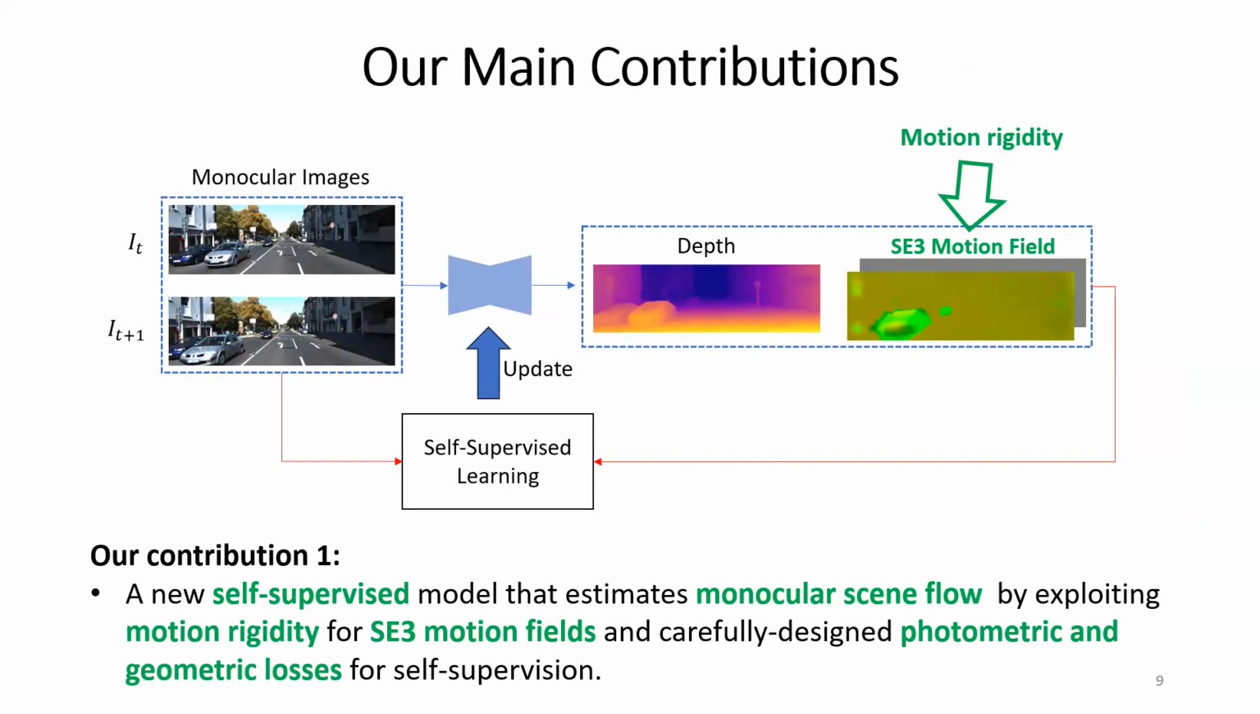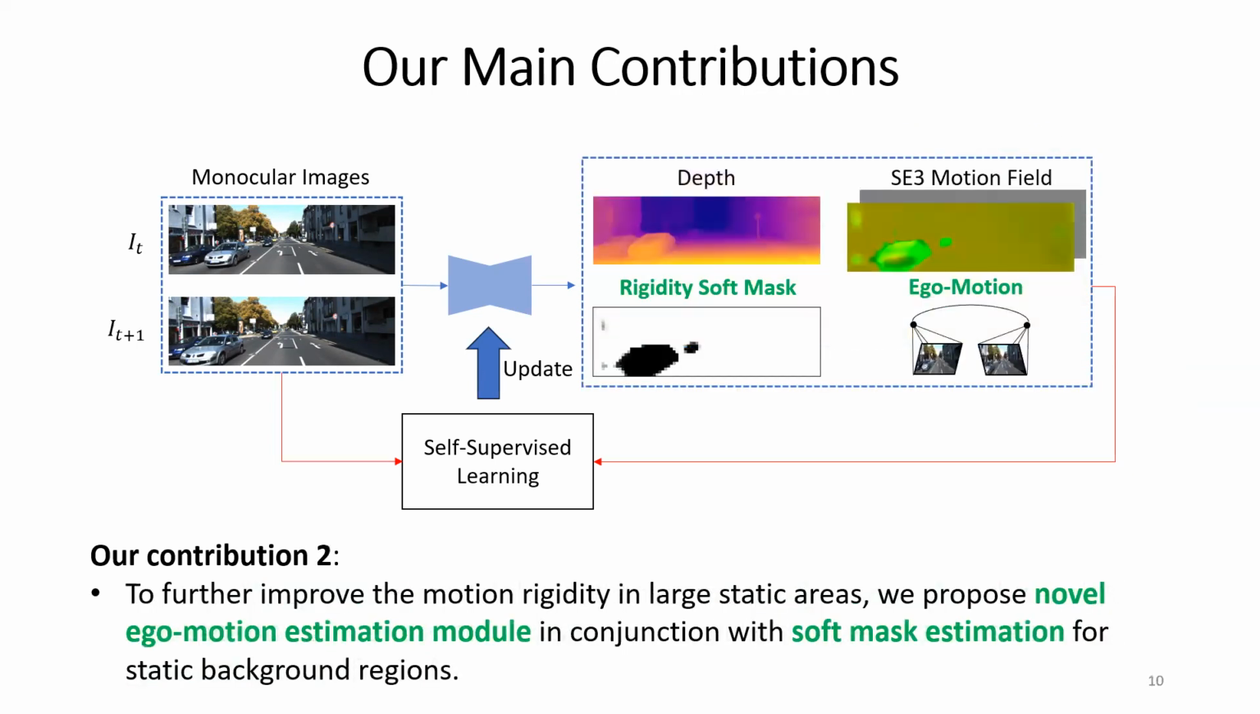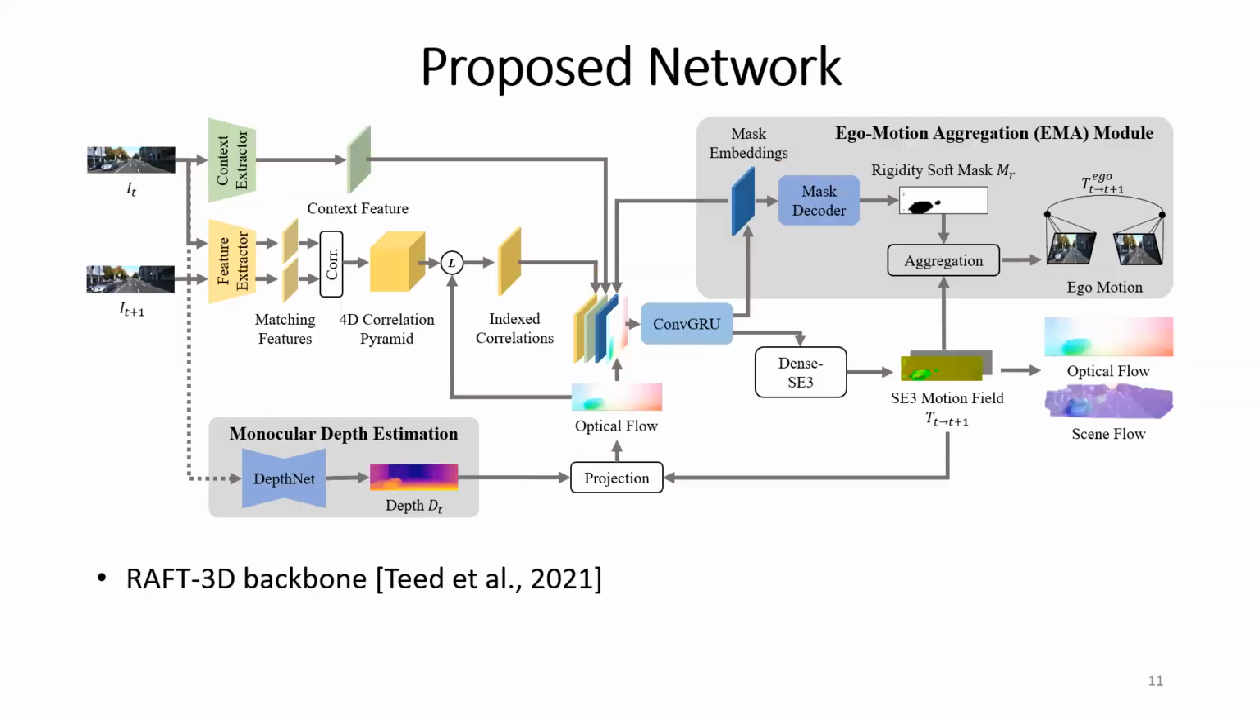In this work, building upon the RAFT-3D framework, we first propose a novel self-supervised method for monocular scene flow estimation and employ carefully designed photometric and geometric losses for self-supervision. To enhance motion rigidity within large static areas, we introduce a novel ego-motion estimation module combined with soft mask estimation specially tailored for static background regions.